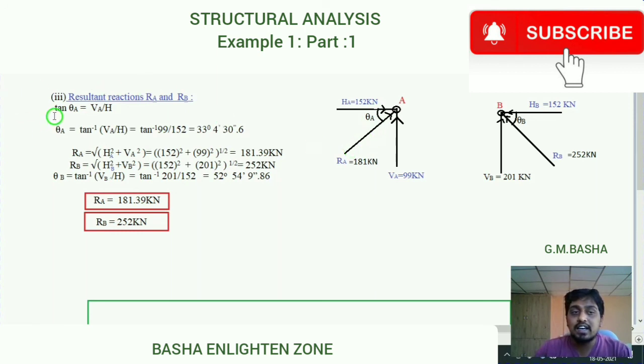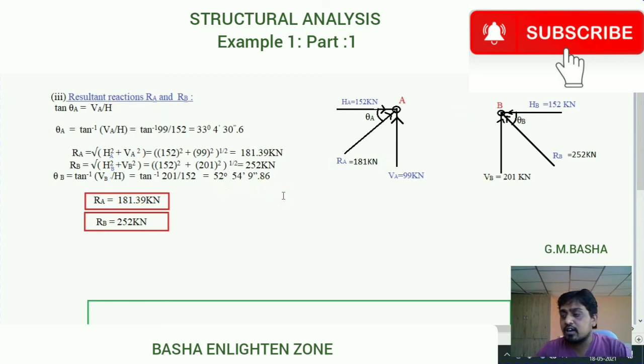For that, see here, tan theta A will be equal to opposite by adjacent side. The opposite value is 99 kilonewton and the adjacent is 152. Take theta on this side, and if you want the slope, send the tan to the other side. So you will get theta A equals tan inverse of VA by HA. Substitute the values of VA and HA directly in the formula, and you will get the answer in degrees, minutes and seconds. In the same way, theta B will be equal to tan inverse of VB by HB, opposite to adjacent. So you will get this value directly.